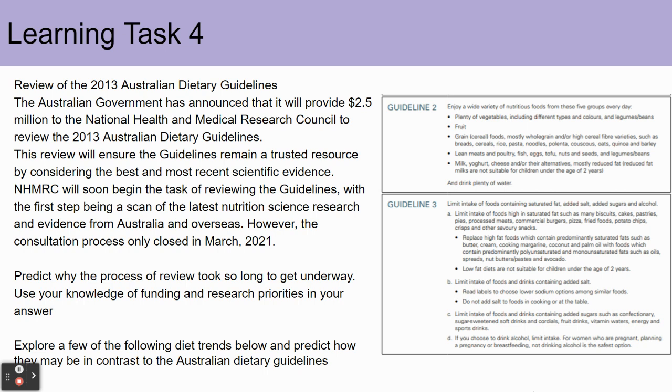Then I want you to use Guidelines 2 and 3 from the Australian Dietary Guidelines to explore how some diet trends may go against these guidelines, and see, through research, the differences between some of the most common diets, like the ketogenic diet, the Mediterranean diet, and then I think there's one more in your outlines there, but you can choose any different diets that you know about and see how they may be different to the guidelines put forward by the Australian government.